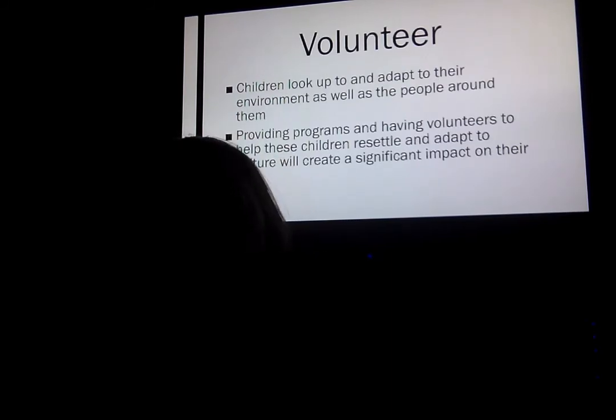So realizing the events that lead up to where these children are now is extremely crucial in providing proper support and medical care. Providing programs and having volunteers to help these children resettle and adapt to the unfamiliar culture will create a significant impact on the lives of these individuals as they grow into functioning adults of their communities.